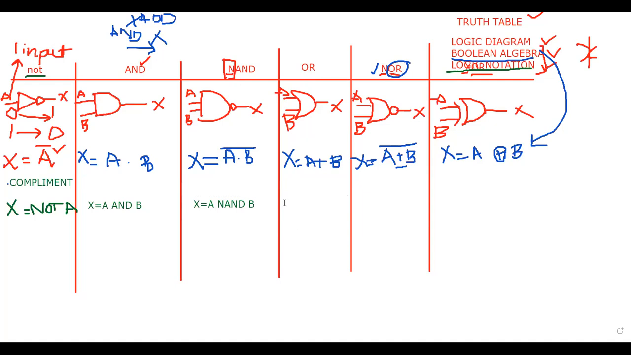Now come to OR. How would we write the logic notation of this gate? X is equal to A OR B. Well done. Tell me NOR. A NOR B. Very good. And this one? X is equal to, this is XOR. X is equal to A XOR B. Perfect. So far so good.